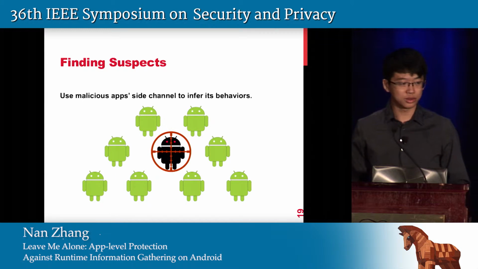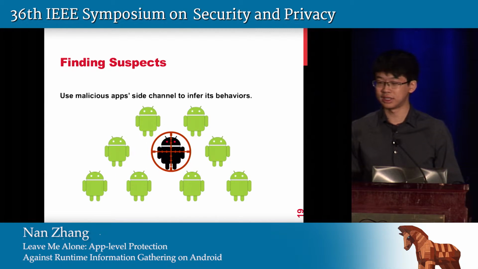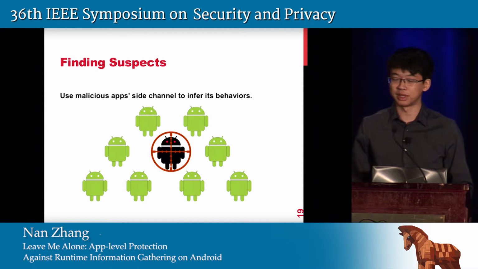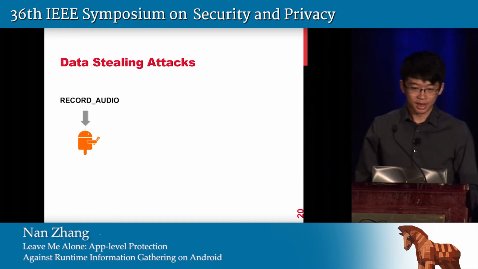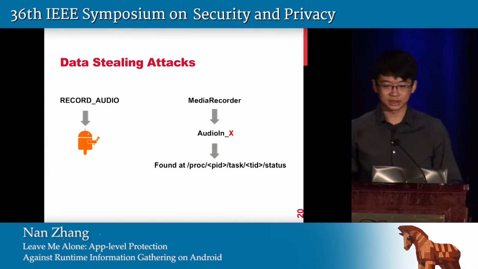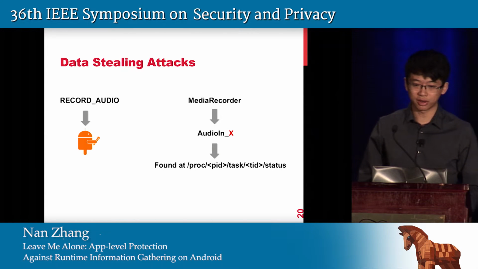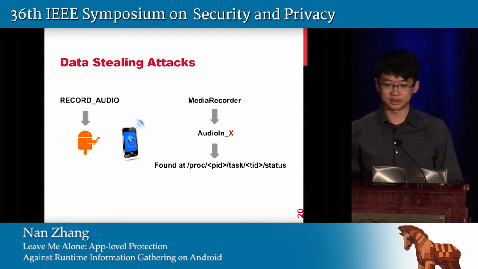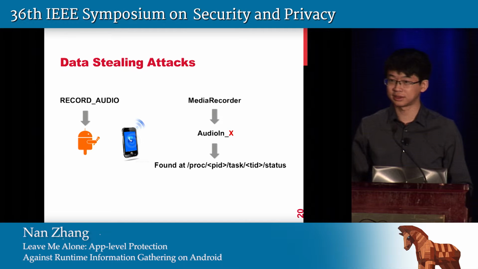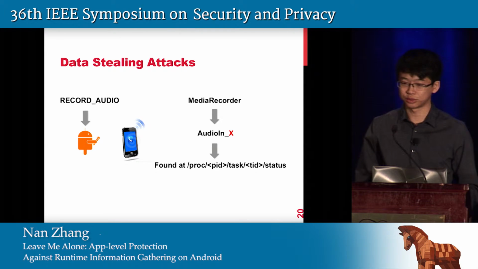In our research, we use malicious apps' side channels to infer their malicious behavior and only suspend those apps with malicious behaviors. Like in data stealing attacks, record audio permission is granted to an app. When it starts to record audio, the media recorder process will spawn a new thread called audio_in_X, where X is a number, on behalf of the app to record audio. This could be found directly through the proc file system. However, if a phone call is ongoing and at the same time an app is recording audio, it will be a problem unless the user consents to do so. So such behavior should be stopped immediately.